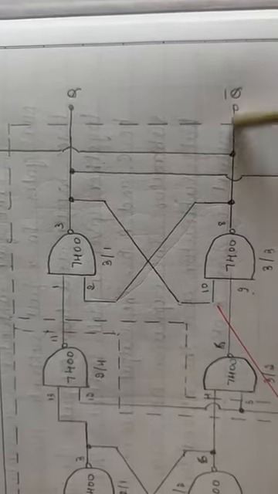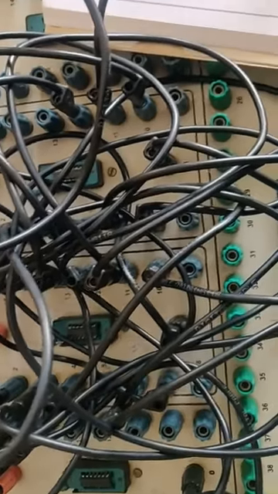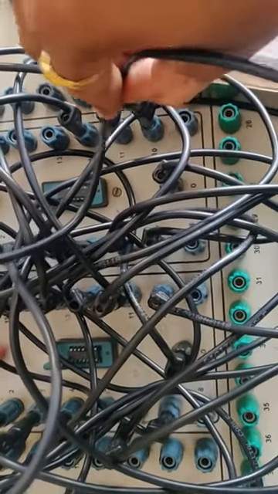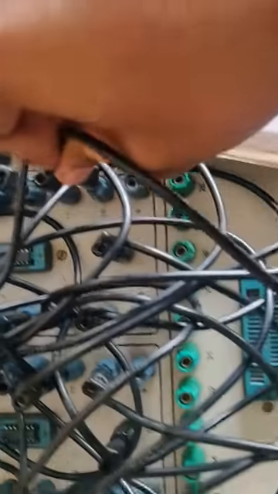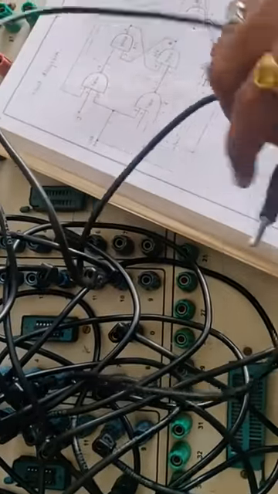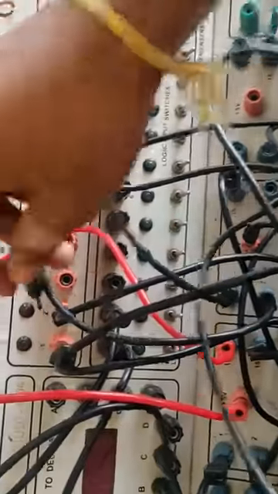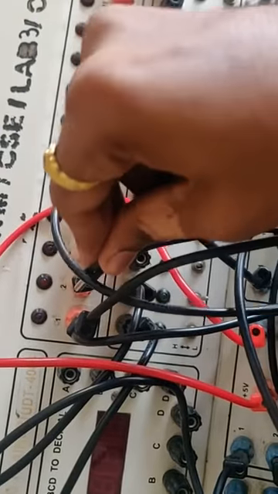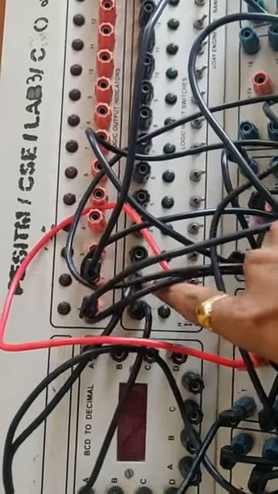Then 8 of third slot to Q bar. This Q bar belongs to output from 8, right? 7, 8, here it is. This is 8. This is 8 to, this is Q bar. This is J, this is K, this is Q, this is Q bar.